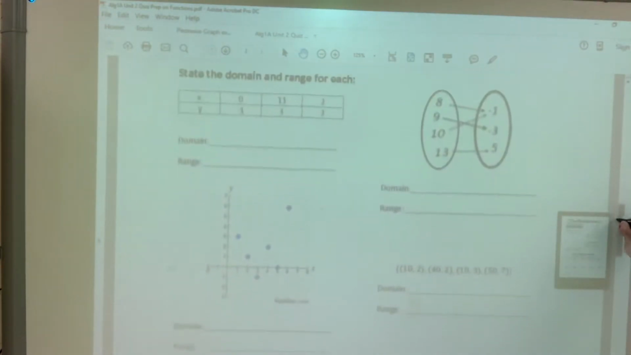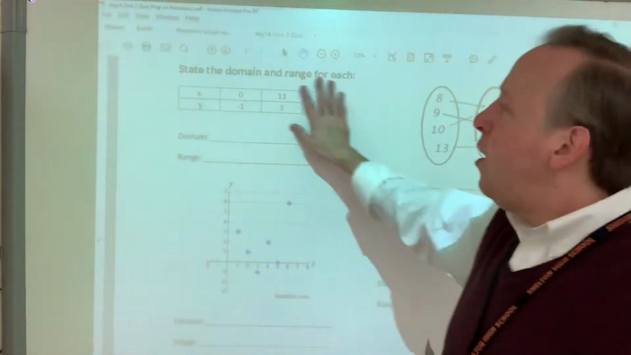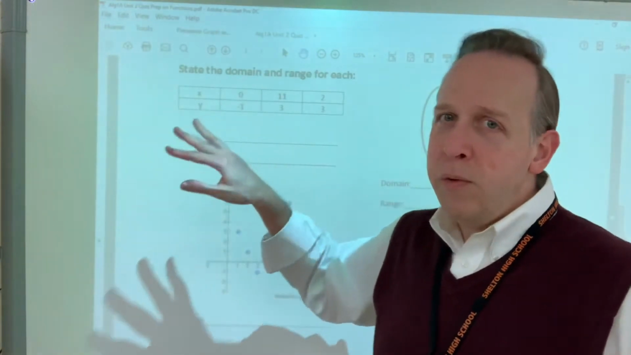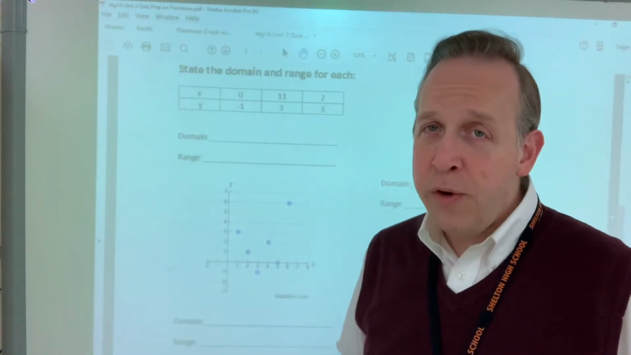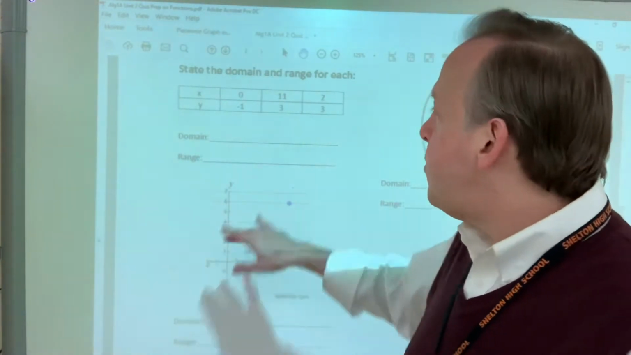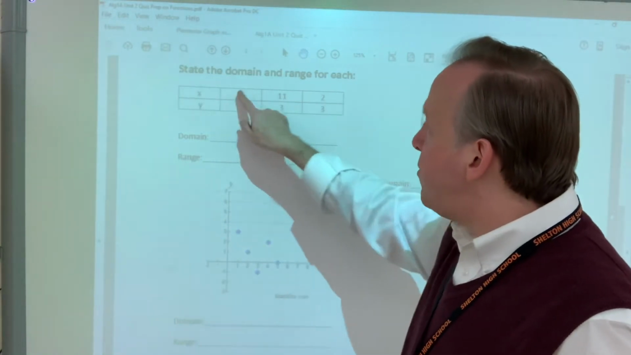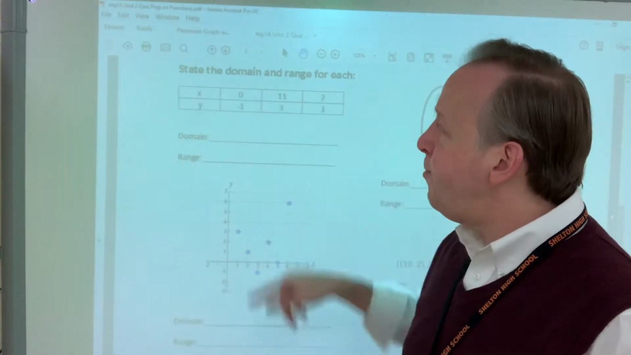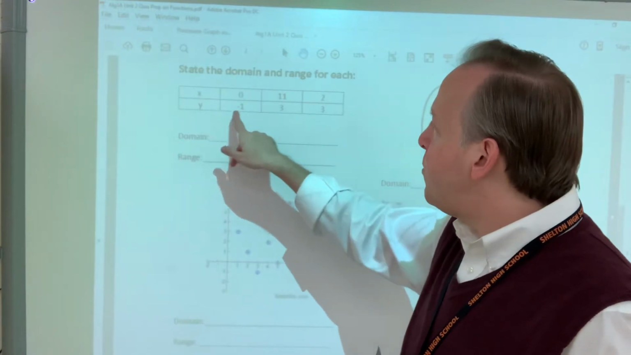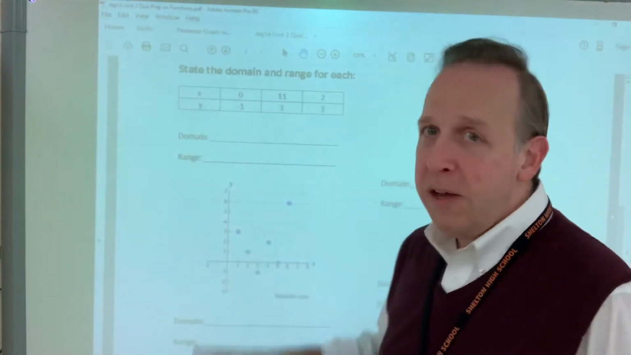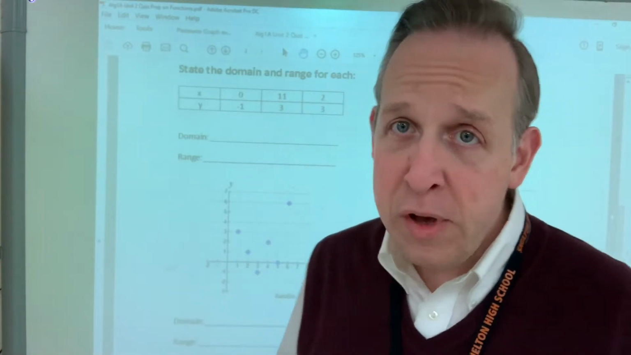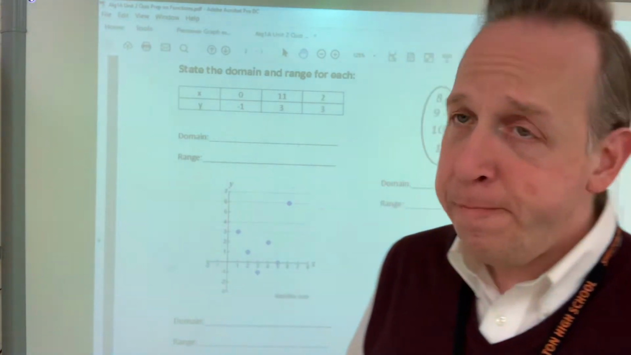The next page, state the domain and the range. You don't want to list any value more than 1 time, and you also want to put them in order. So the domain are the x values, which are 0, 2, and 11. The range are the outputs, which is -1 and 3. That's how you'd write it. You can put commas in between those values.